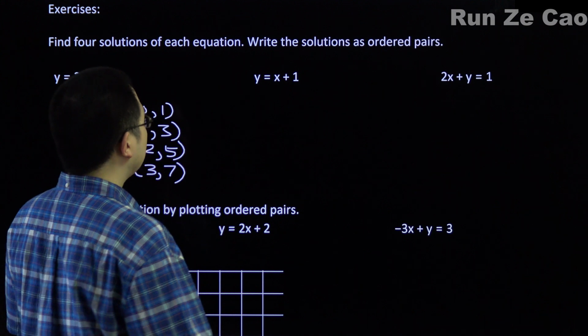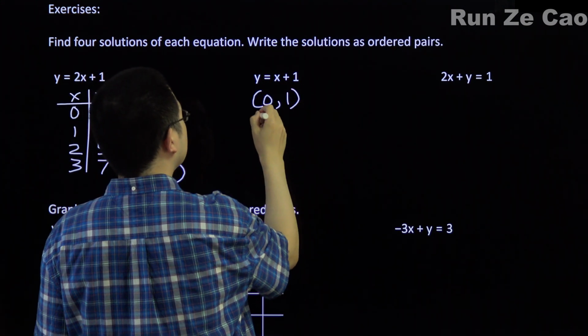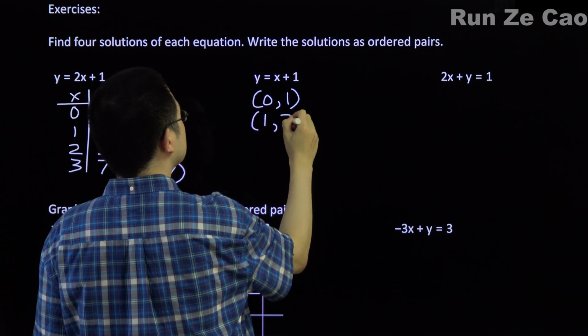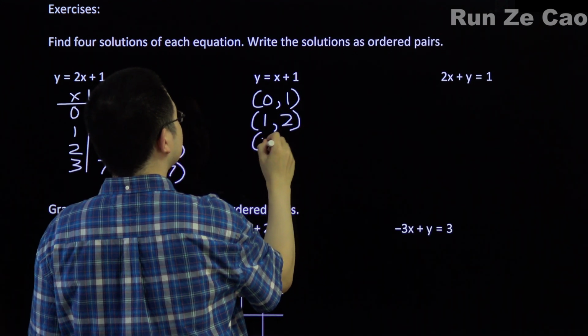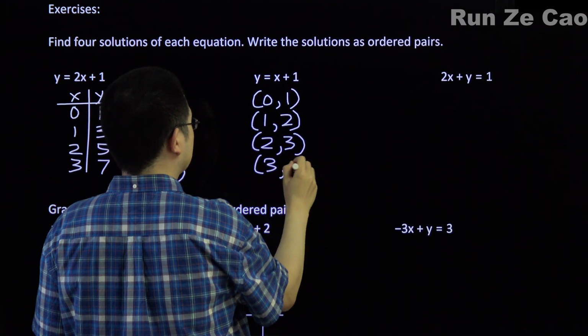y equals x plus 1. Well, you got (0, 1), (1, 2), (2, 3), (3, 4).